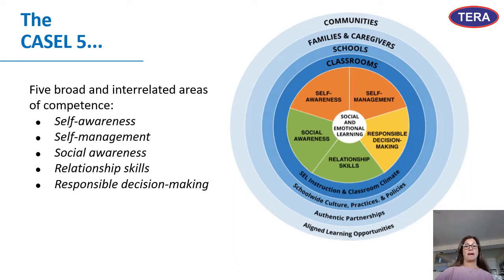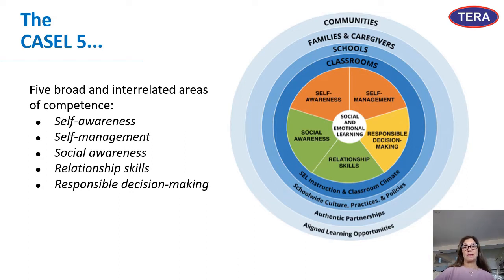When we have developed these 5 broad interrelated skills, all of us, we will be able to face anything that comes into our path in a positive way and be able to embrace challenges and turn them into positives. As you can see by the graphic on this slide, it's a wheel. Social and emotional learning and development at its core, and the 5 interrelated areas of competence that we will be talking about in this presentation in the next phase.